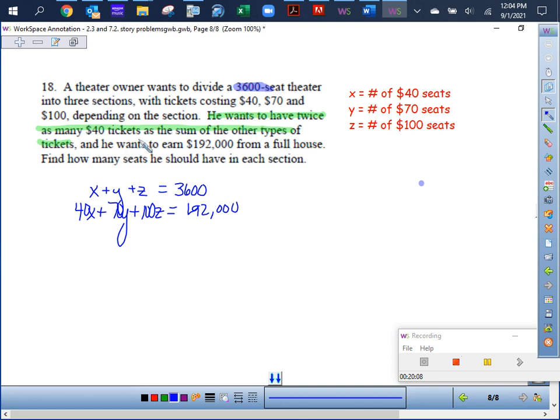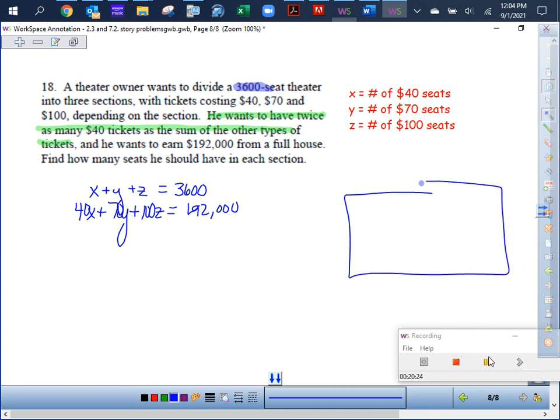So he wants to have twice as many $40 tickets as the sum of the other two types of tickets. I'm going to give you a shot with your neighbor to see if you can translate that into math. If we make a mistake, we'll fix it. So give it a shot. Well, we definitely know that we have to add the other two types of seats up, which is the y and the z, because this isn't the $40 seats, that's x, right? So I have to take the y's and the z's and add them up. And what I do is add them up, and don't I need to double that? So that's times 2. I would like that to be my $40 seats.